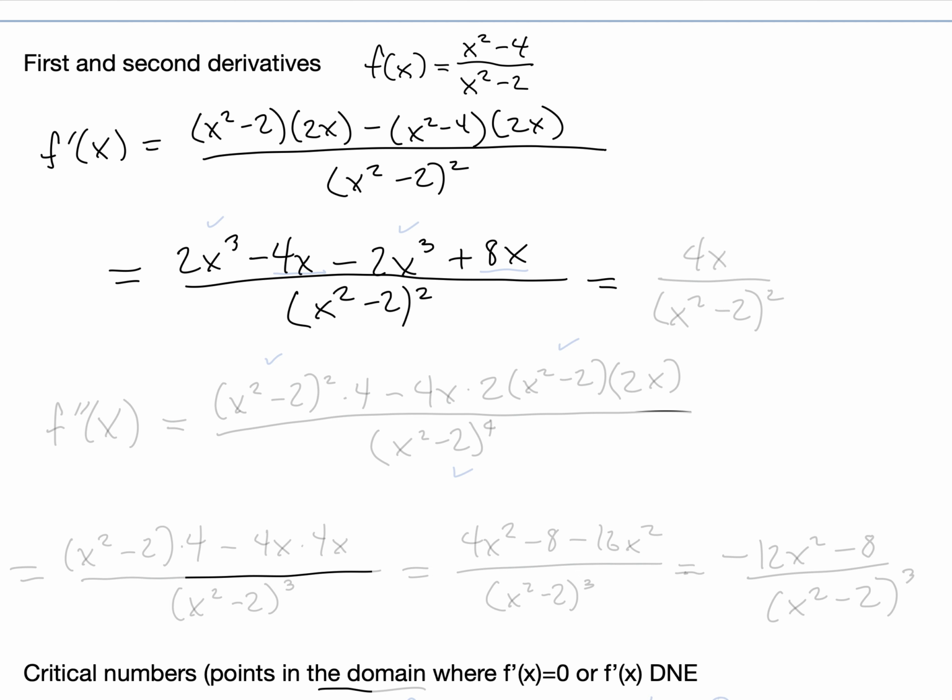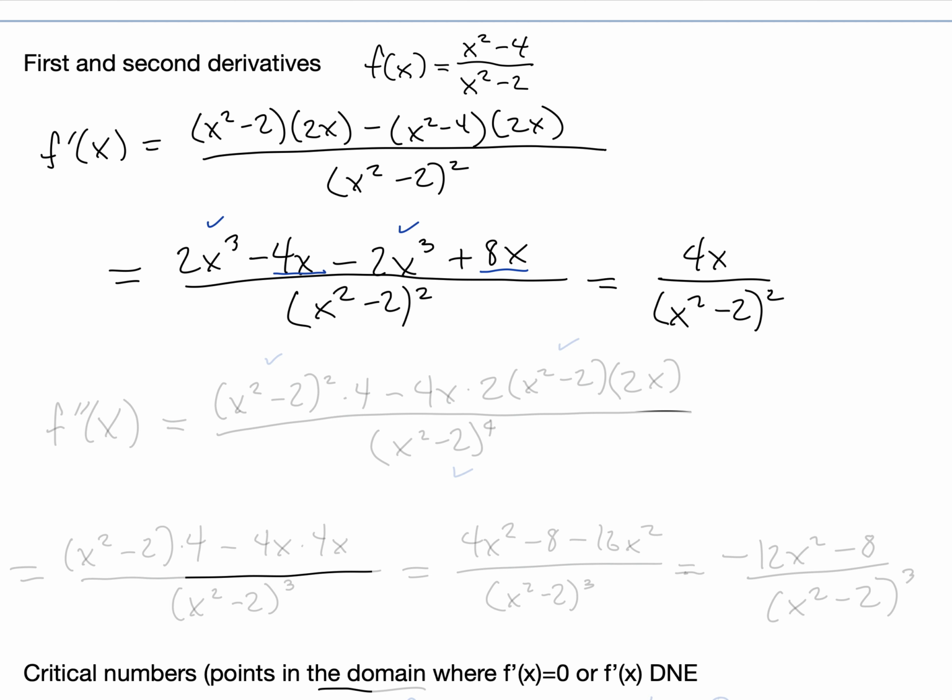So does this simplify at all? Yes. We've got a 2x cubed and a negative 2x cubed. We've got a negative 4x and a positive 4x that combine. So this simplifies to be 4x over x squared minus 2 squared. So that is our first derivative.